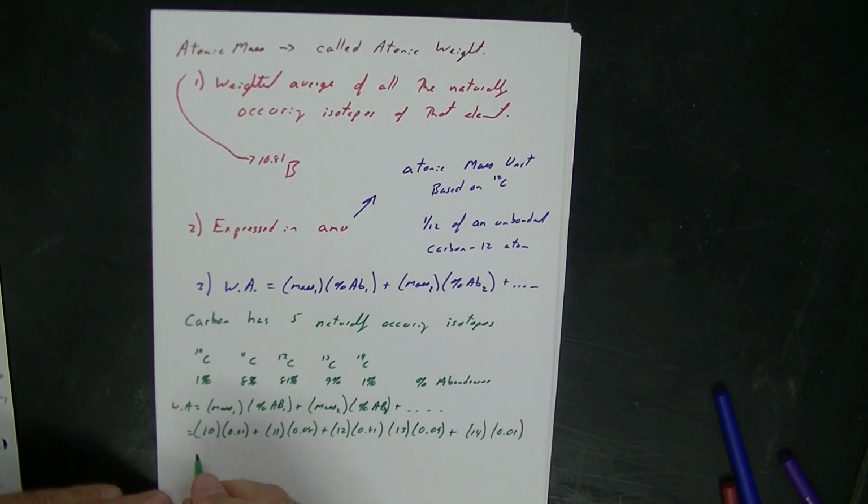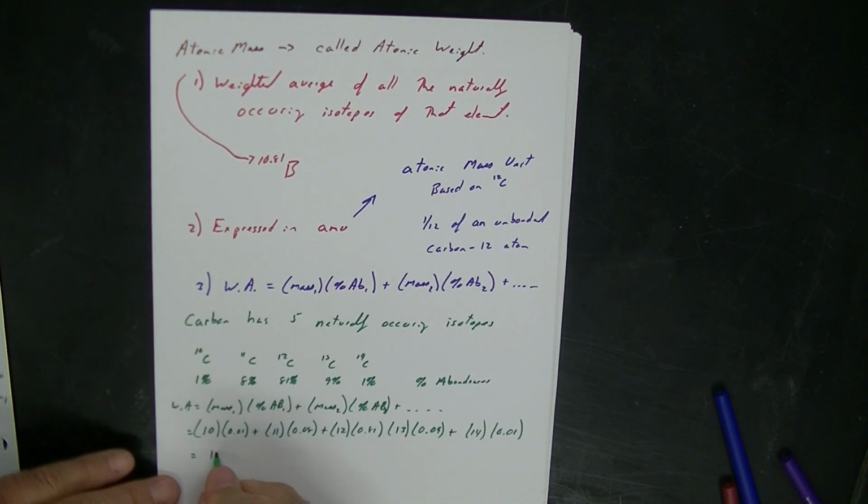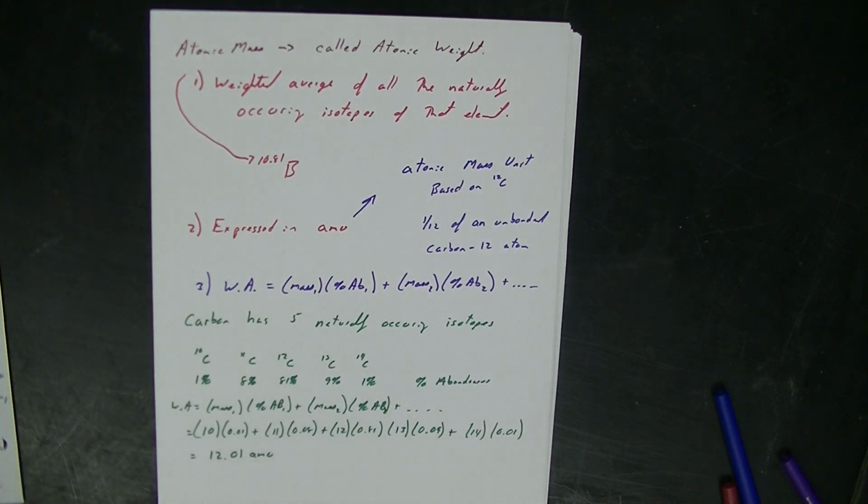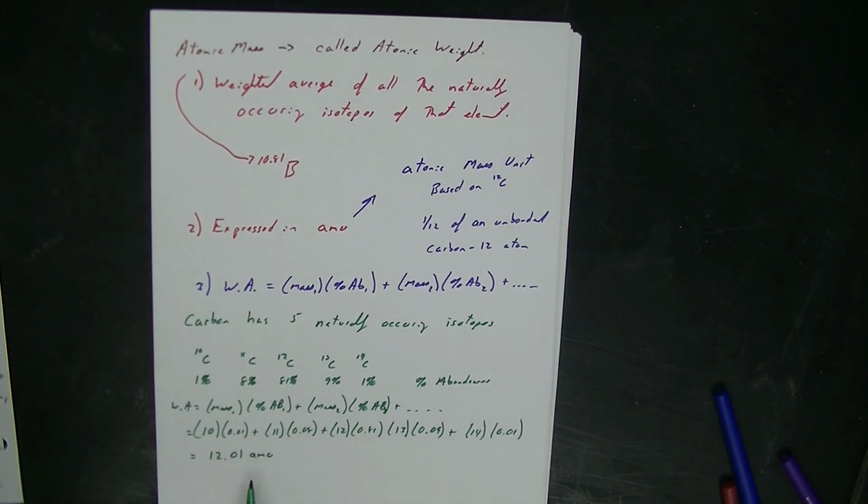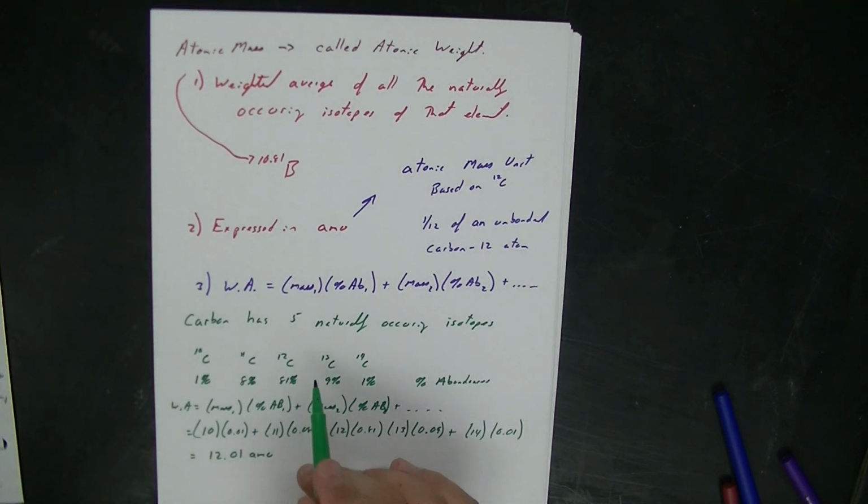When we do all that math, we end up with 12.01 AMUs. Now that's not exactly what's listed on your periodic table, and the reason why is because the percent abundances were just rounded so we could do some easy math. But that's close, and that's how we calculate our weighted average.